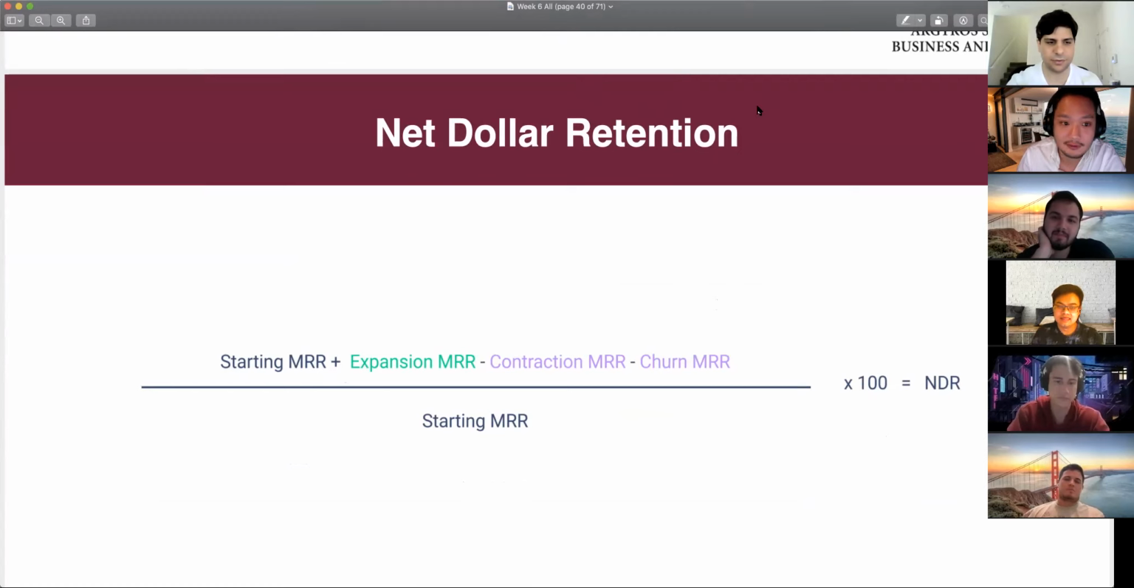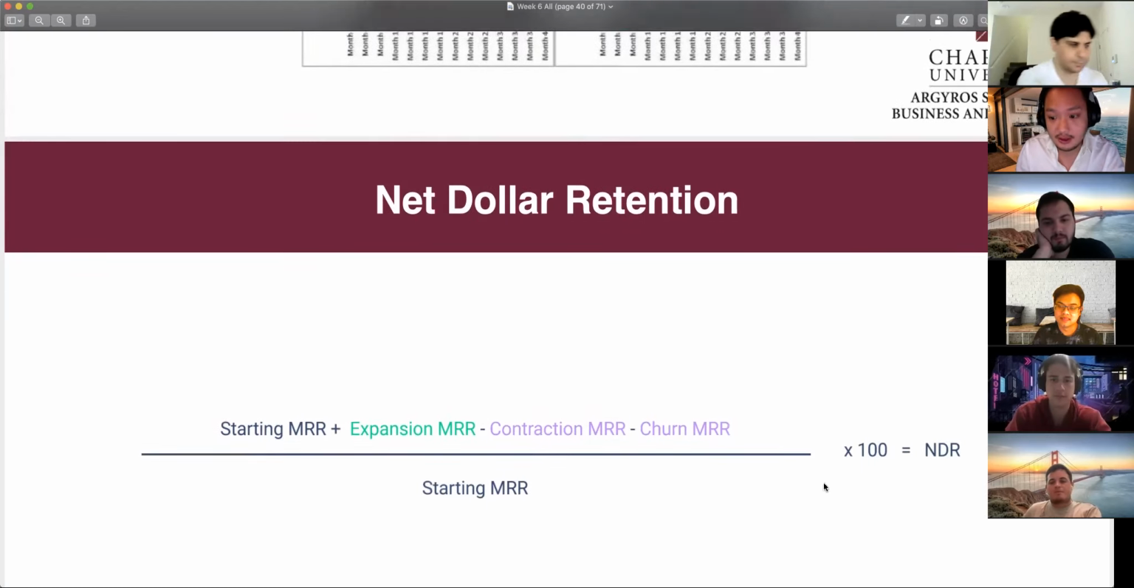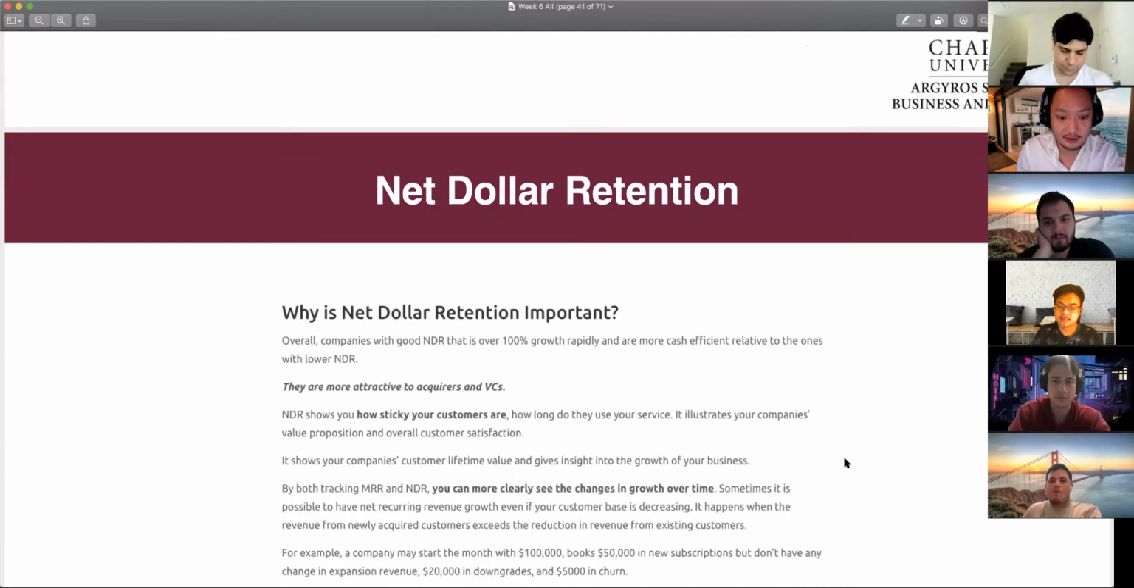Oh, the monthly recurring. Yep, perfect. Monthly recurring revenue, right? And then expansion of the monthly recurring revenue, so upgrades, right? And contraction of monthly revenue, so downgrades, minus the churn, right? And then you take the starting MRR, and keep in mind, this is all dollar amounts, and you times it by 100, and this becomes NDR.